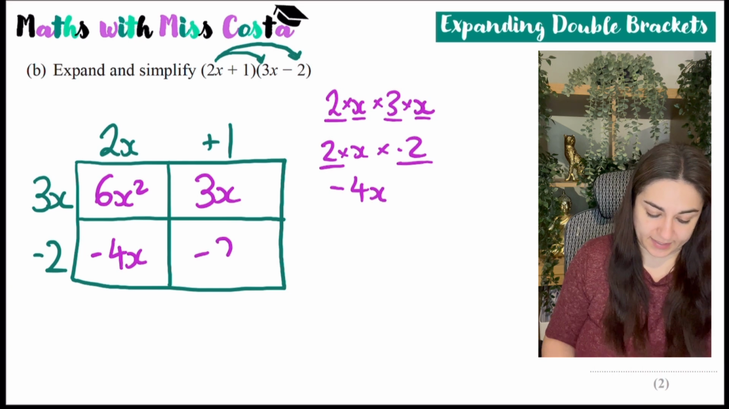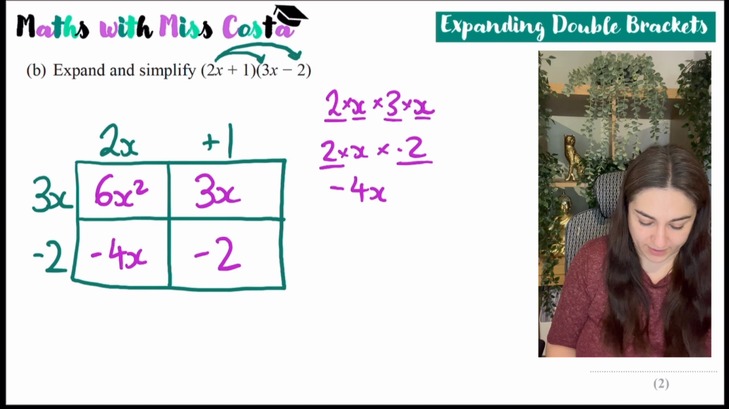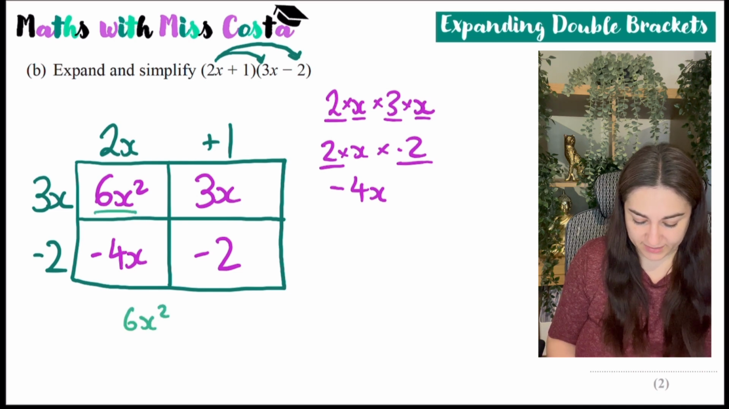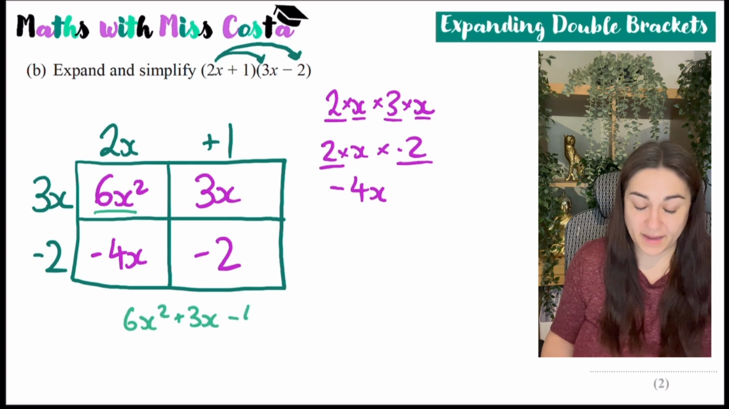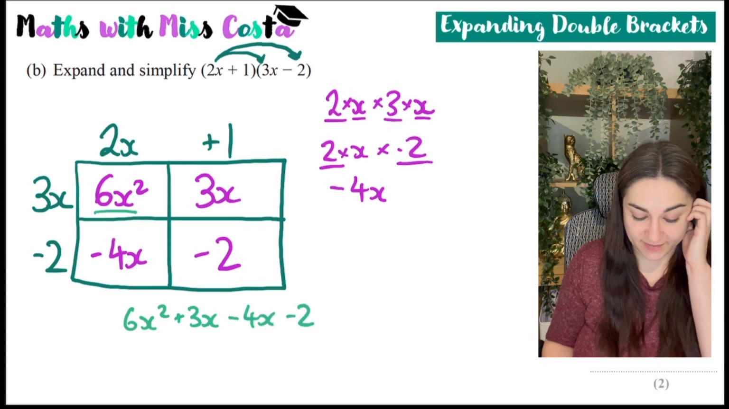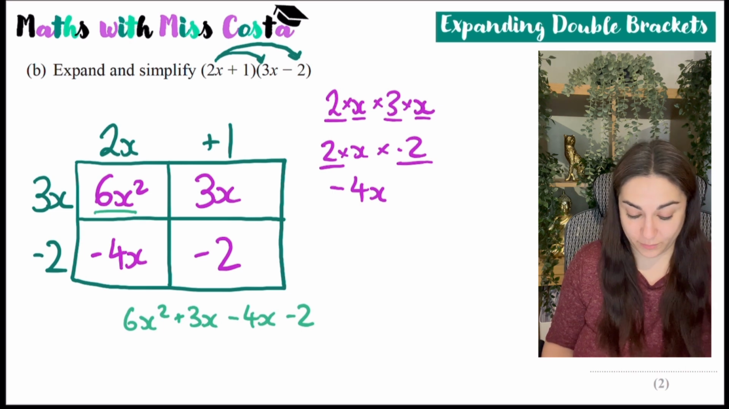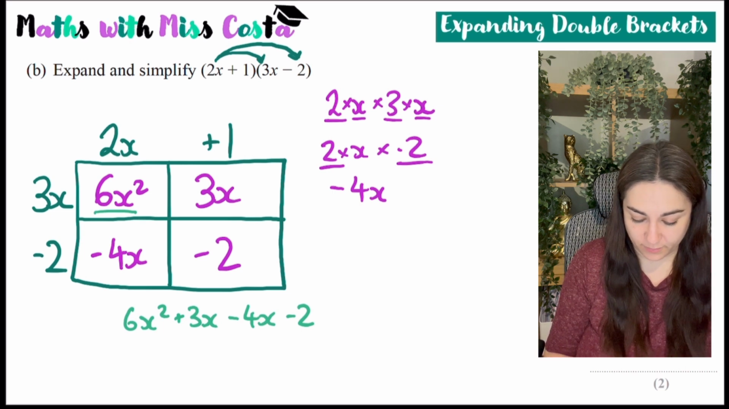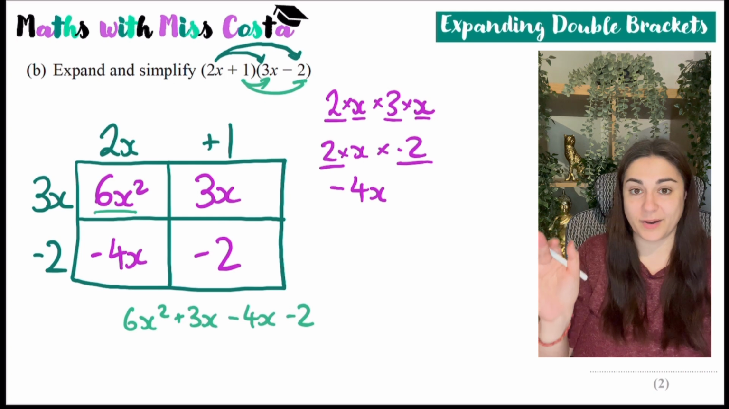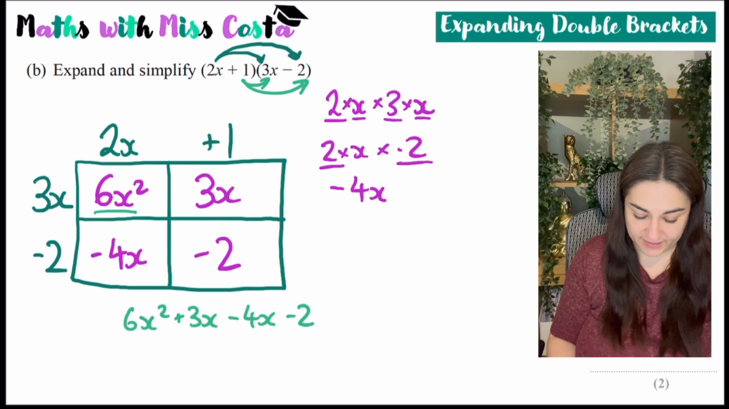So what you've got is all of these terms. You write them out. So you've got 6x squared plus 3x minus 4x minus 2. And it's not just enough to expand. So this is what we've done. We've expanded the bracket. We're multiplying each term in one bracket by each term in the other bracket. And if you did the arrow method, you'd still end up with this. And then it's our job to simplify.